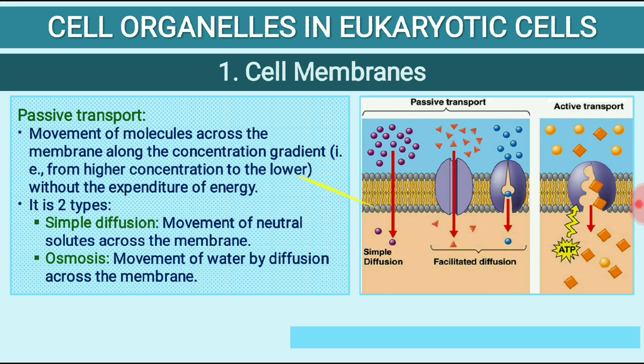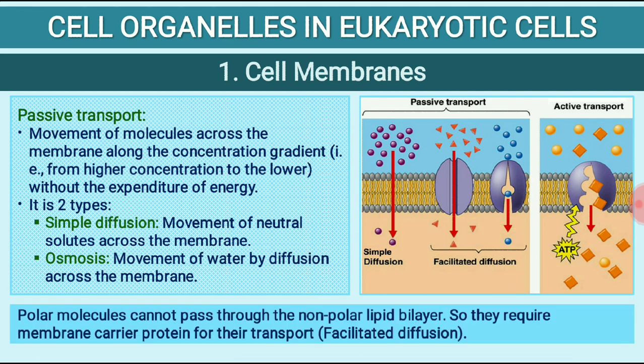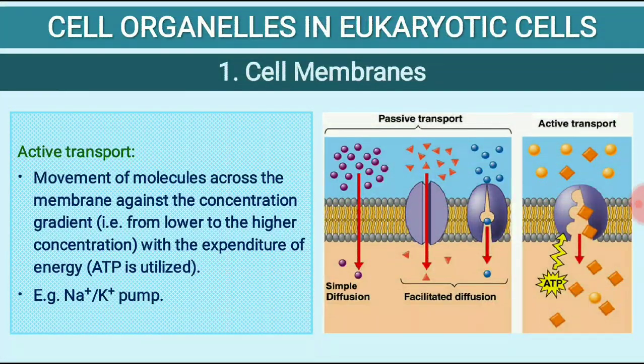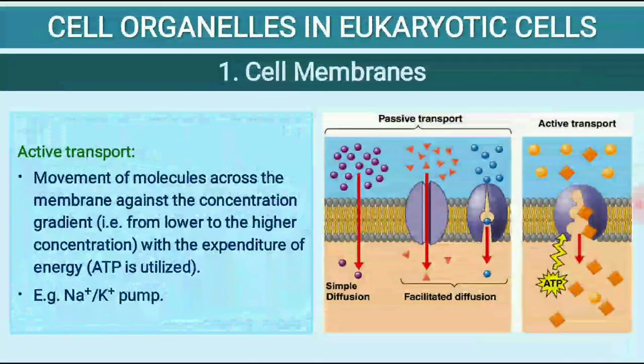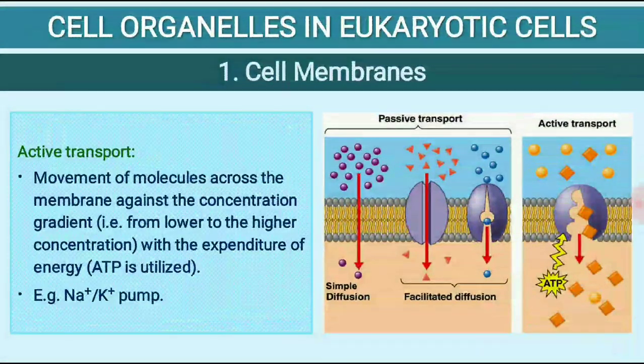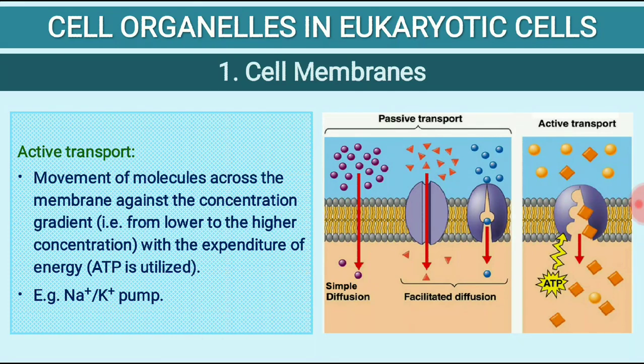Water may also move across this membrane from higher to lower concentration. Movement of water by diffusion is called osmosis. As the polar molecules cannot pass through the nonpolar lipid bilayer, they require a carrier protein of the membrane to facilitate their transport across the membrane. A few ions or molecules are transported across the membrane against their concentration gradient, that is, from lower to the higher concentration. Such a transport is an energy-dependent process, in which ATP is utilized and is called active transport, for example, Na+/K+ pump.